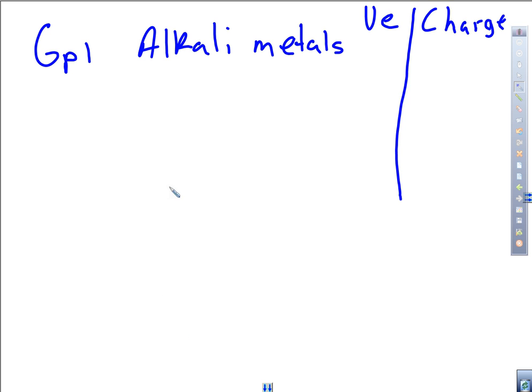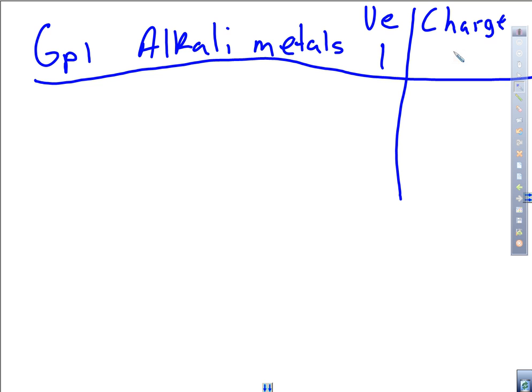Alright, groups are the up and down, periods are the left and right. Okay, groups are up and down, periods are left and right. Exactly. Alright, what's the valence electrons for the alkali metals? 1. What's the charge? +1. Group 2 is called what?